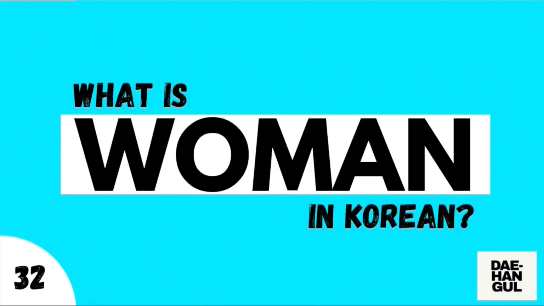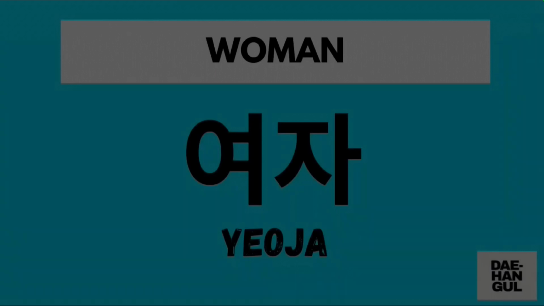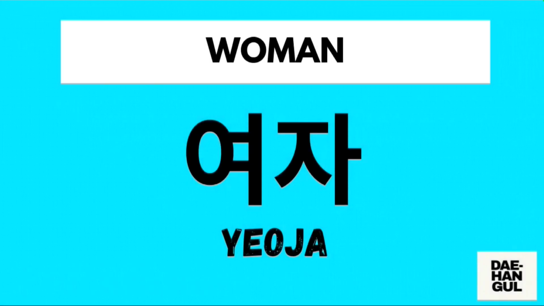What is woman in Korean? The Korean term for woman is yoja. Again, it's yoja. This is pronounced as a two-syllable word. The first syllable is yo, the second syllable is ja. Pronounce it with me. Yoja, yoja.